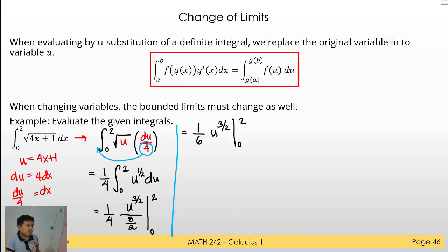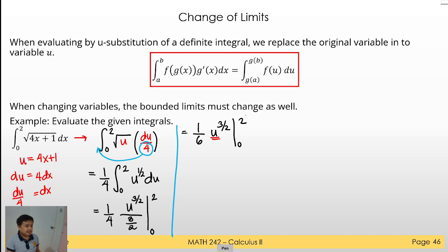Okay, assuming that we do not know the change of limits, we can just change this u directly to 4x plus 1. And then after that, we can substitute this 2 and this 0. Now, assuming that we have to change this with 4x plus 1 first, what you cannot do is do this directly. You should not substitute this 0 and 2. That is wrong, since the 2 and 0 are with regards to the variable of x.